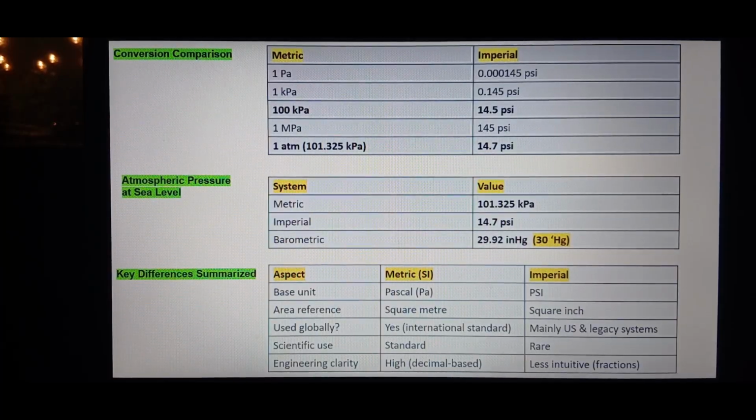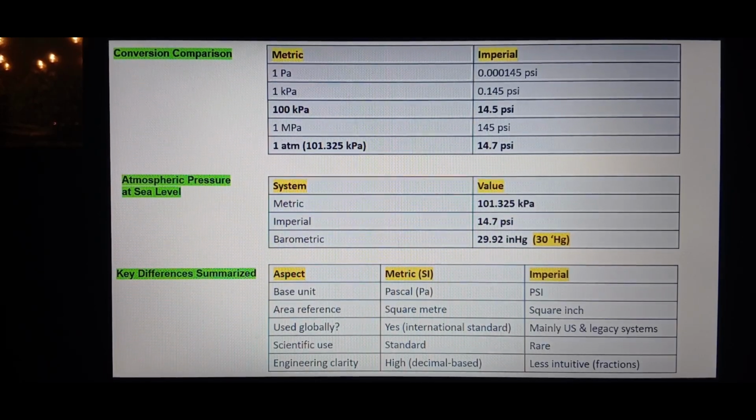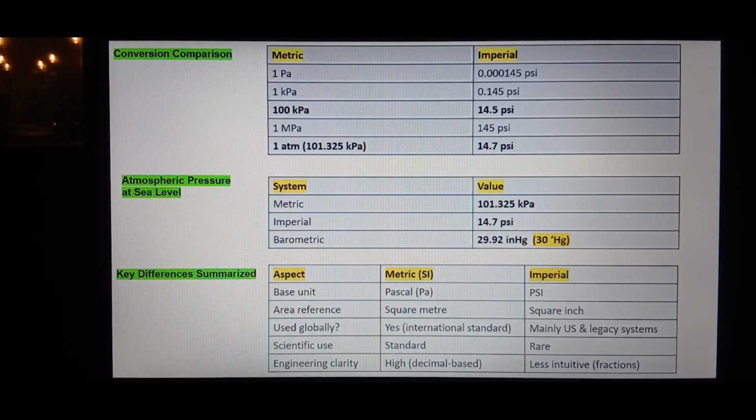Also note the very last one. 1 atmosphere is 14.7 psi. Very close to the same 100 kPa, 14.5 psi. You can almost say that an atmosphere is 100 kPa, rounded off. And that would be 14.5 psi rounded off.